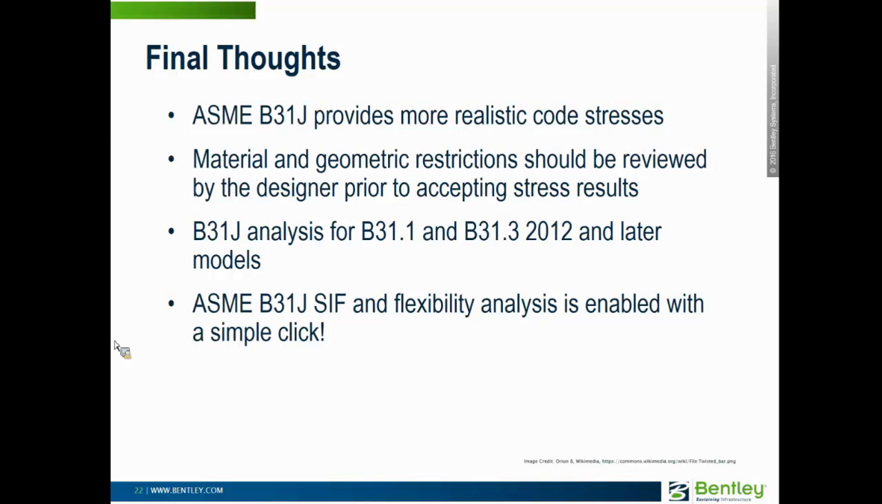B31J analysis is available for B31.1 and B31.3 2012 and later models, where the B31J analysis will consider these. So that's, again, as we were talking before, sort of an initial step and will later be expanded upon. And finally, the B31J SIF and flexibility analysis for AutoPIPE can be enabled just as simply as you saw, just a simple checkbox to enable it, and then just modifying a few of the components, the inputs, the geometries, running the analysis and reviewing the results.